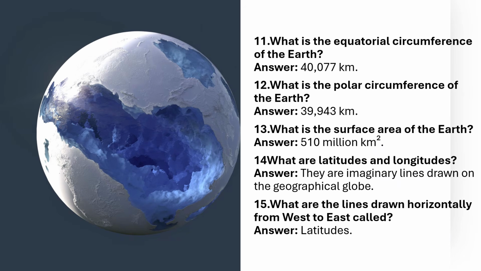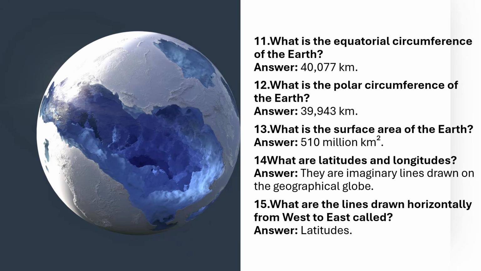What is the equatorial circumference of the Earth? 40,077 kilometers. What is the polar circumference of the Earth? 39,943 kilometers. What is the surface area of the Earth? Answer: 510 million square kilometers. See, now we put square because this is the area.